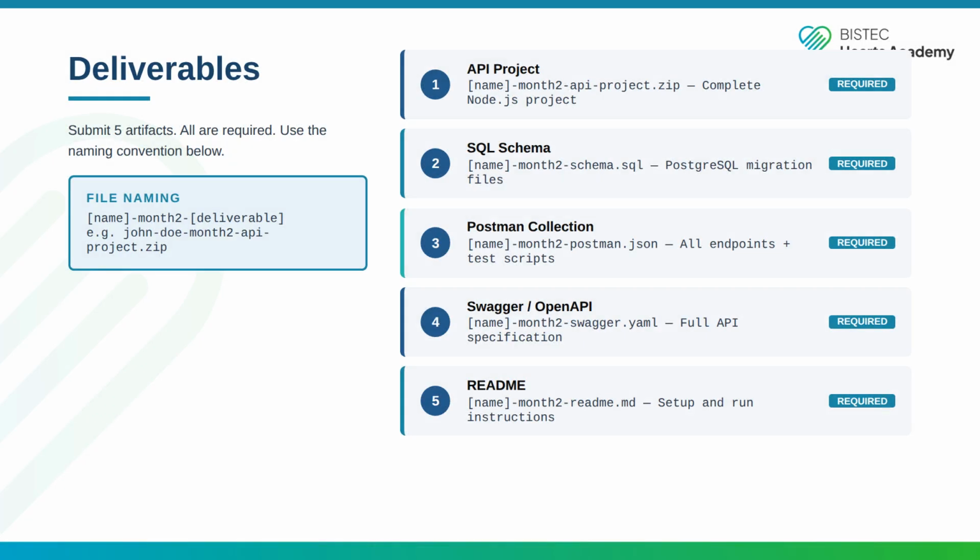Five deliverables, all required. Use the naming convention shown: your name, dash, month two, dash, the deliverable type. 1. Your complete Node.js API project as a zip file. 2. The PostgreSQL schema as a SQL file with all table definitions. 3. Your Postman collection exported as JSON. 4. Your Swagger OpenAPI spec as a YAML file. 5. A README with setup and run instructions. Another developer should be able to clone your repo and get it running using only your README.